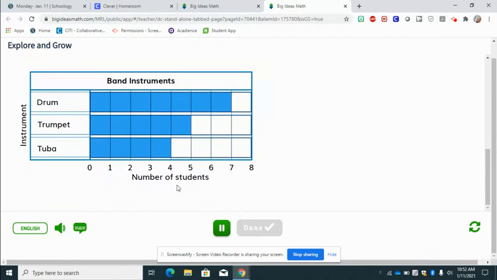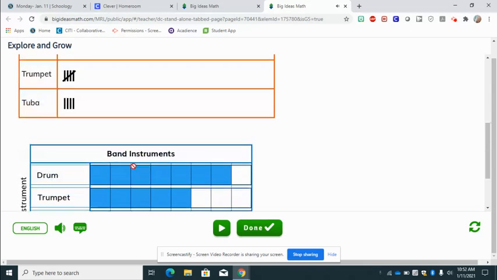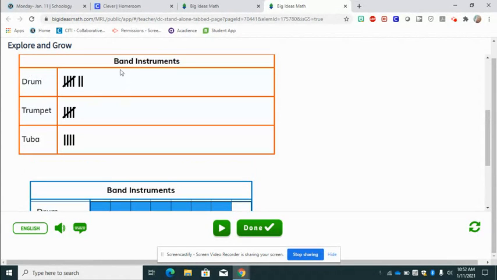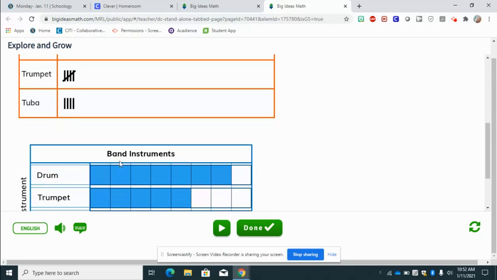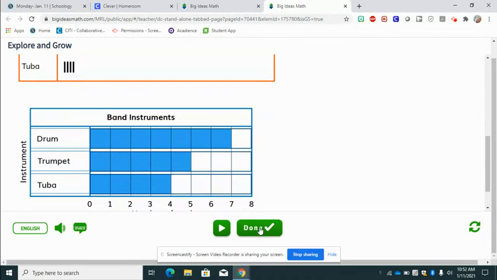And one of the questions is, how are the tally charts and the bar graph the same, and how are they different? Well, they both give us the same information. They both are band instruments, which are drum, trumpet, and tuba, and they both have the same numbers. They're different because one is a tally chart and one is a bar graph.